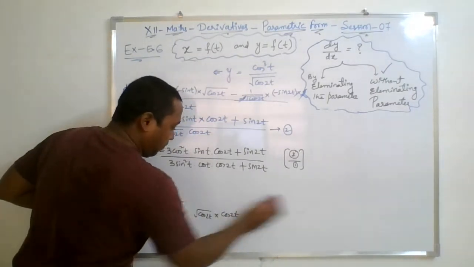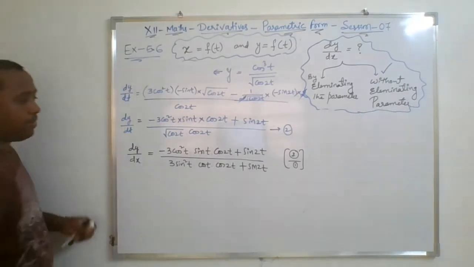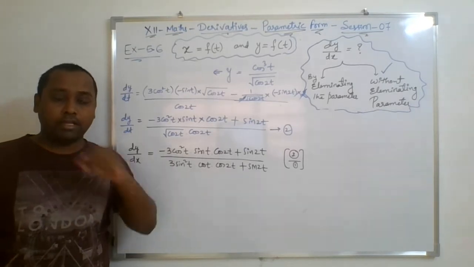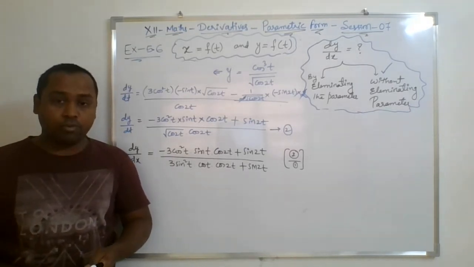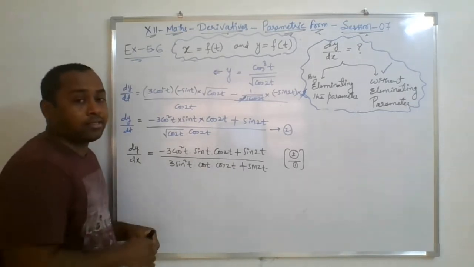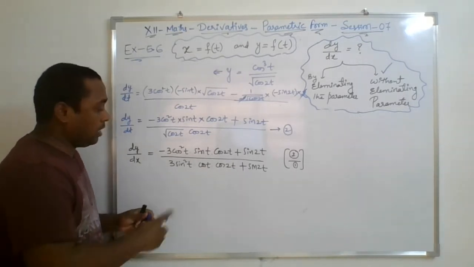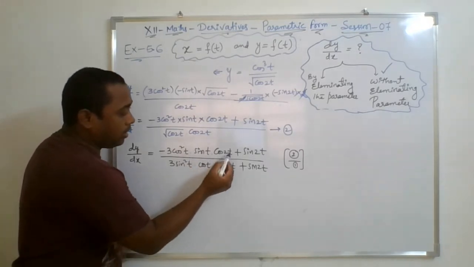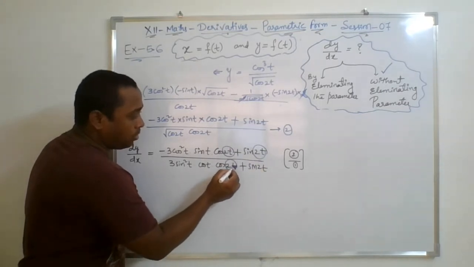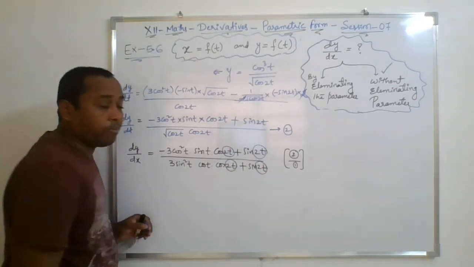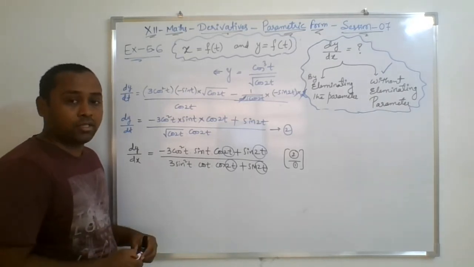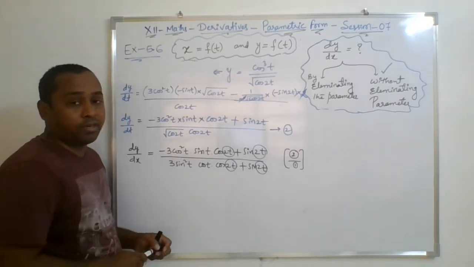So here we got dy by dx, but again, if the question's answer involves trigonometric ratios, you have to observe whether all the angles are identical or not. If you observe the angles t and 2t, there is a possibility to get a simplified answer. So hence you have to use identities over here to simplify more.